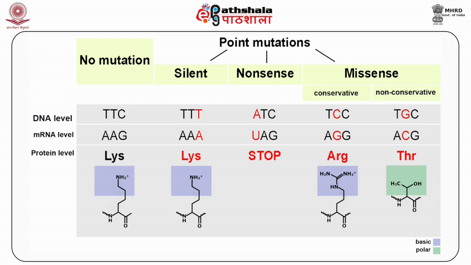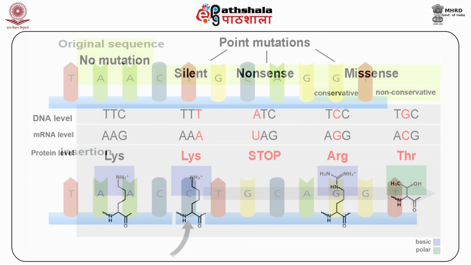First is silent mutations, which code for the same or a sufficiently similar amino acid. Second is missense mutation, which codes for different amino acids. And the third is nonsense mutations, which code for a stop and can truncate the protein.